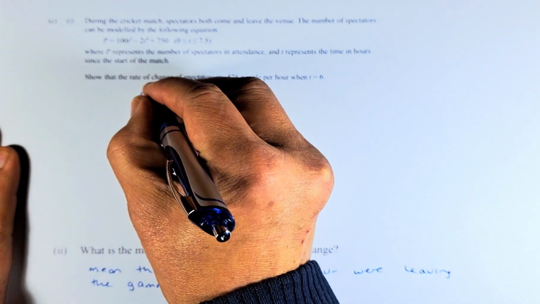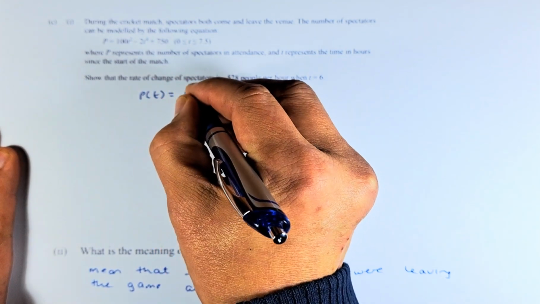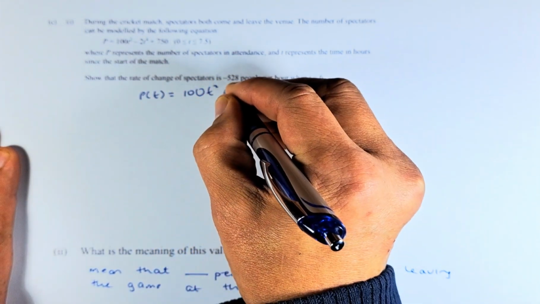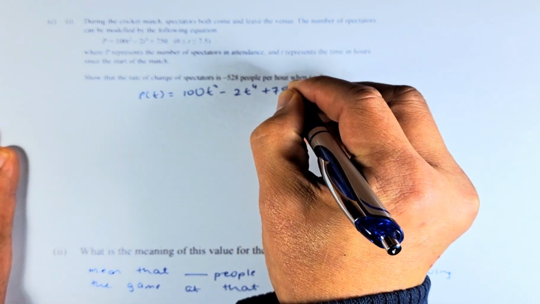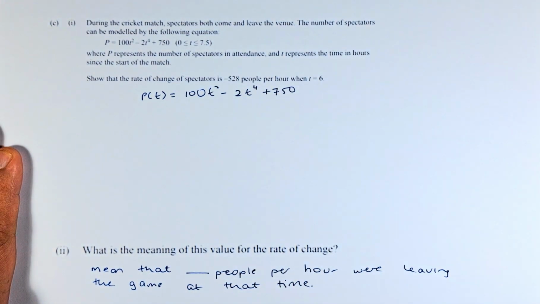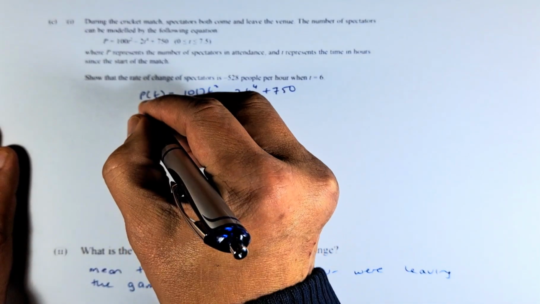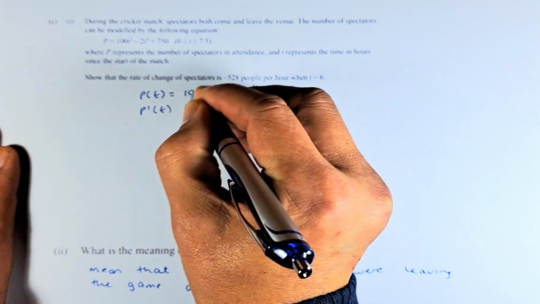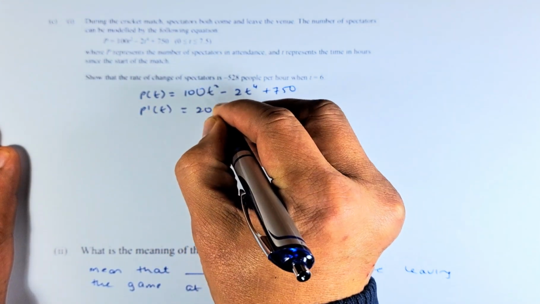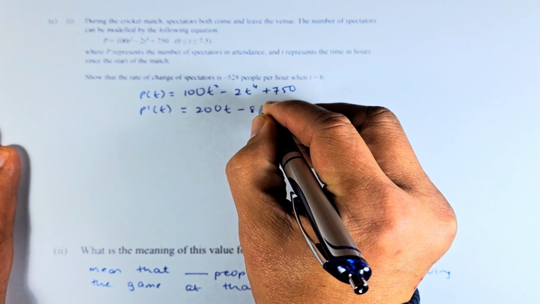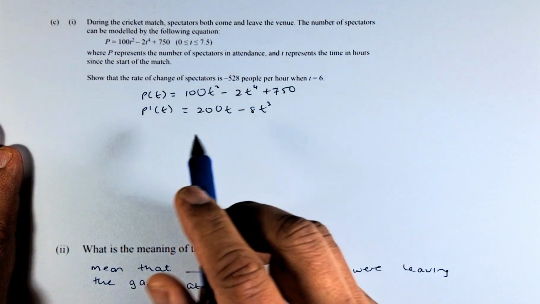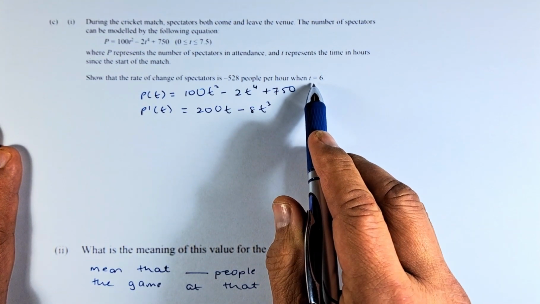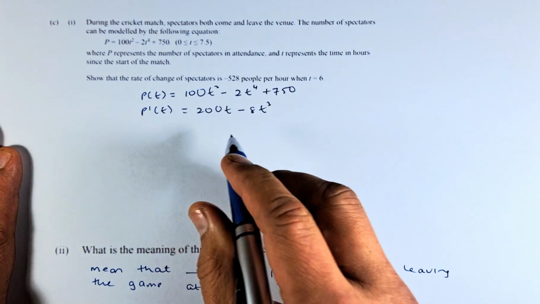So P(t) is equal to 100t squared minus 2t to the power 4 plus 750. Whenever you have a rate of change type of question, we are going to differentiate. So P'(t) is going to be 200t minus 8t cubed. Now, the time given is 6, so we're going to substitute 6 into this equation and find the answer.